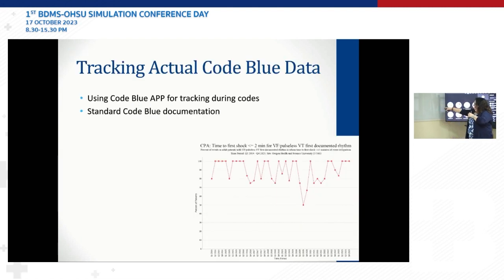And so this is data I just pulled from our actual Code Blue dashboard. This is time to first shock less than or equal to 2 minutes for VFib or pulseless VT. This is 100%, this is 80. This was COVID, right? And you can imagine that there were many barriers during COVID, including the need for PPE. But this shows us that we can and do keep track of this.